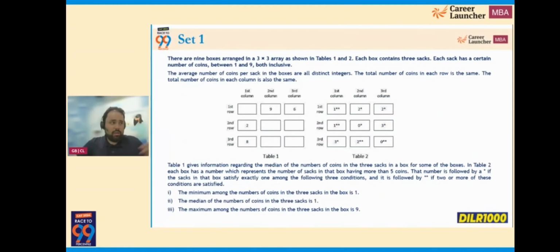I also have a sip of water for those of you who solved it or not solved it. Just read this while I have a sip of water.